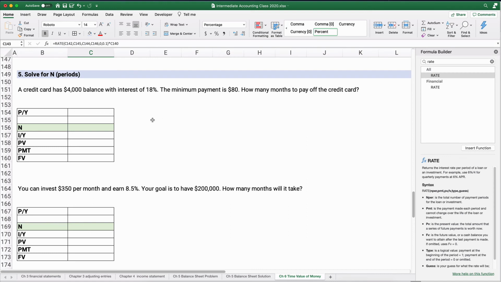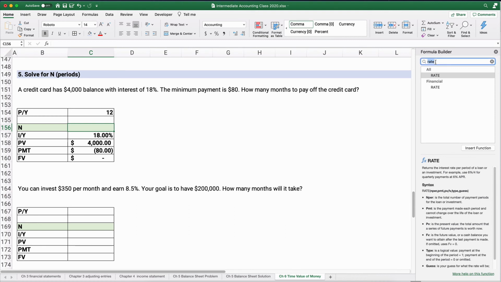Okay, we're assuming the minimum payment, $80. The periods per year is 12. We're going to solve for N. 18% is the interest. The present value is $4,000. The payment is going to be a negative 80. Makes that account go down, right? And the future value is 0. So how many months does it take?